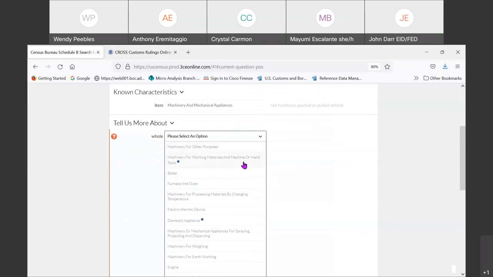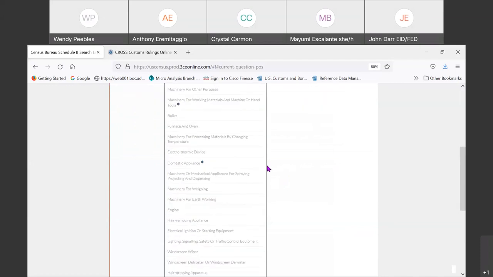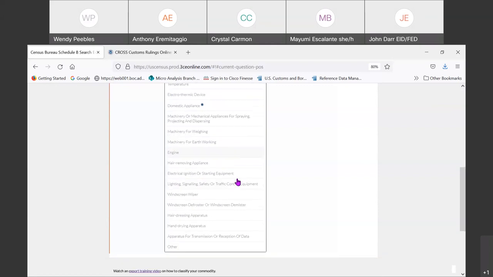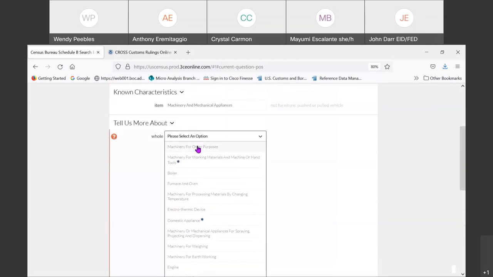Is it machinery for other purposes, for working materials or hand tools? Domestic appliances, machinery for mechanical appliances for spraying, projecting, or dispersing. Or I'm gonna go with other purposes. So you want to go with the other here at the bottom, or that first one that you said for spraying? Okay. Oh, machinery for other purposes. Gotcha.